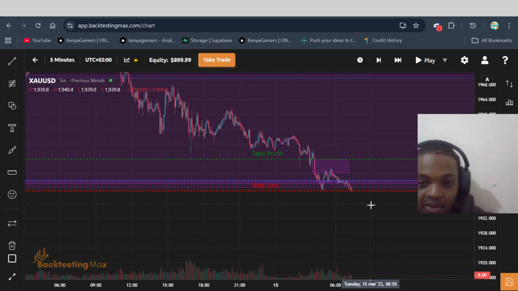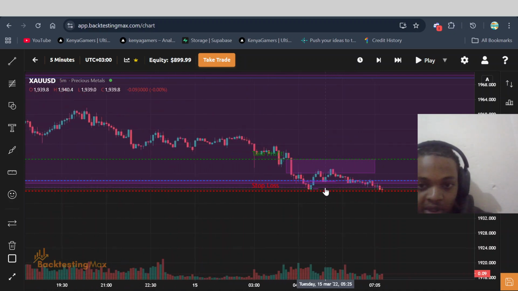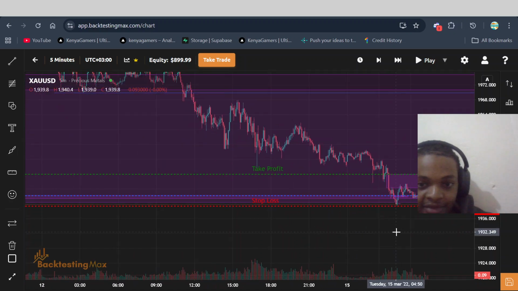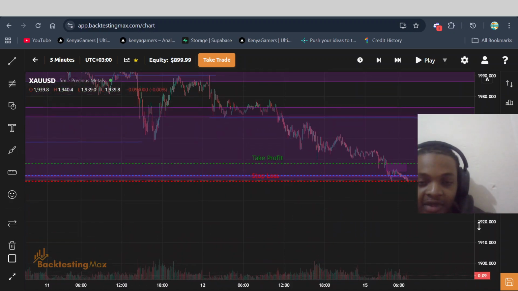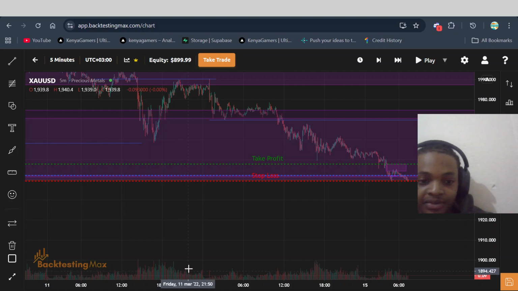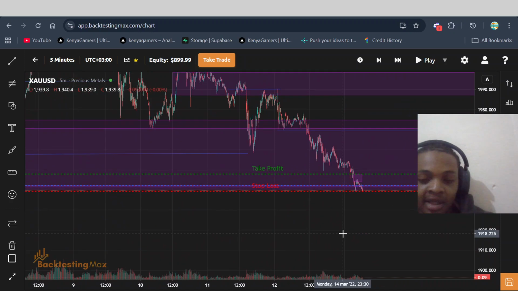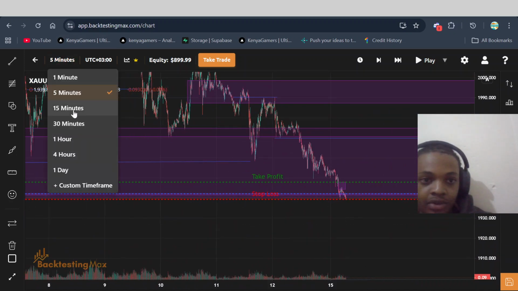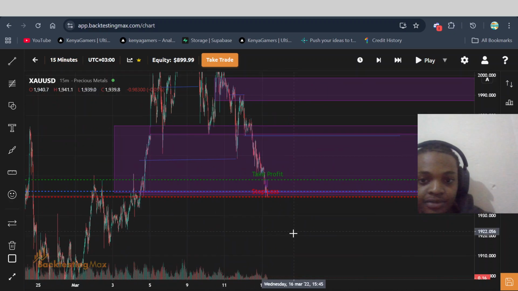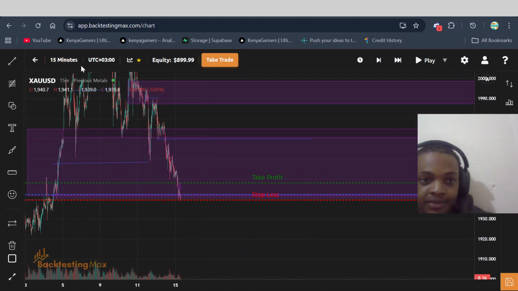Okay. So what went wrong? We were unable to break above the fair value gap, and I guess that's what I get for trying to play both sides. I should have waited for it to come back down to the optimal trade entry zone.